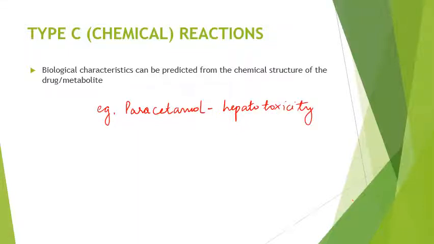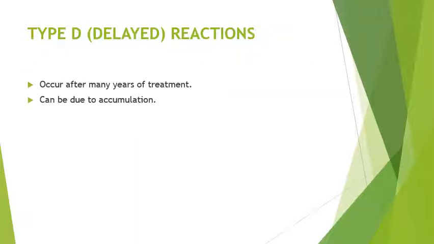Now moving on to type D reaction. Now the fourth type is type D, that is delayed reaction, and as the name suggests, these are the reactions which occur after many years of the treatment and can be due to accumulation of the drug or the metabolite in the body. Now the examples include chemotherapy. After an individual undergoes chemotherapy, he or she may suffer from secondary tumors.